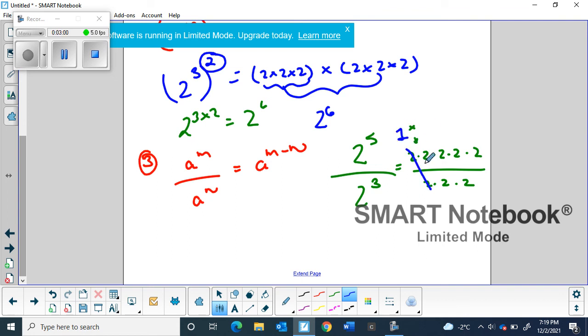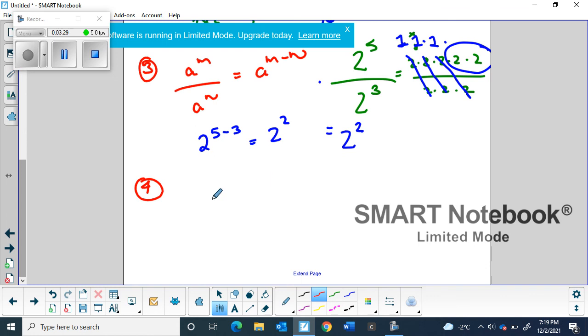And then we talked about what happens when I divide 2 divided by 2. We get 1. 2 divided by 2, we get 1. 2 divided by 2, we get 1. So that doesn't really change, right? 1 times 1 times 1 is just 1. And 1 times 2 times 2. So really, all we're left with is 2 2's on top. So we're left with 2 squared. And so if we did 2, 5 minus 3, we would get 2 squared, which is the same thing. That rule works.